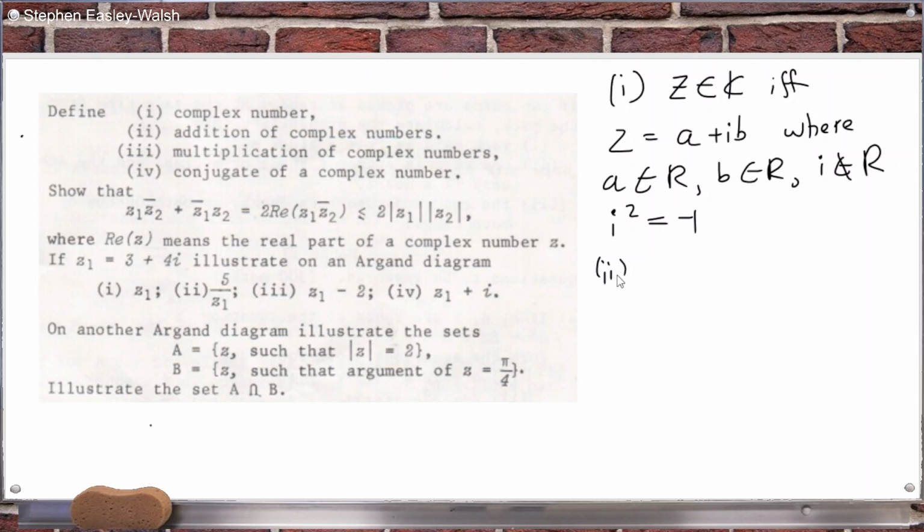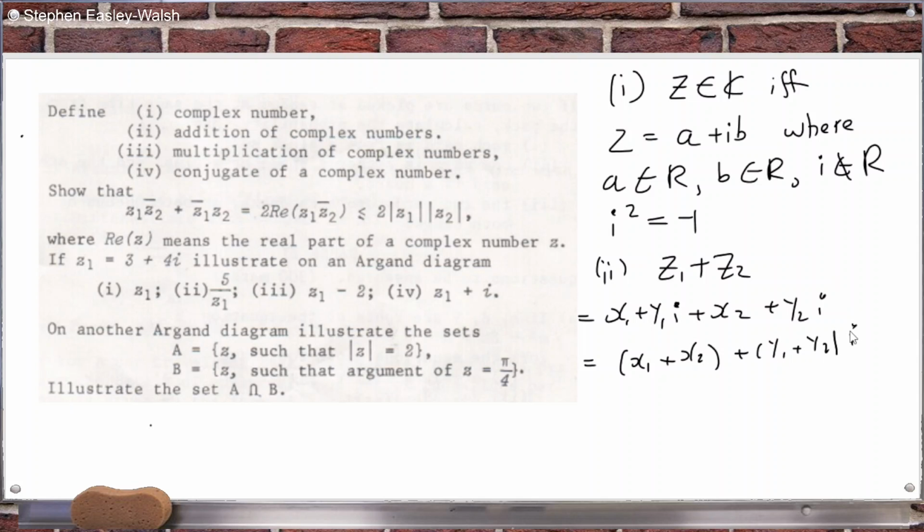The addition of complex numbers, well, that's Z1 plus Z2, which equals X1 plus Y1 i plus X2 plus Y2 i, which is equal to X1 plus X2 plus (Y1 plus Y2) i. Conjugate, I'll just put that here. The conjugate of Z is equal to the conjugate of X plus iY, which is equal to X minus iY.